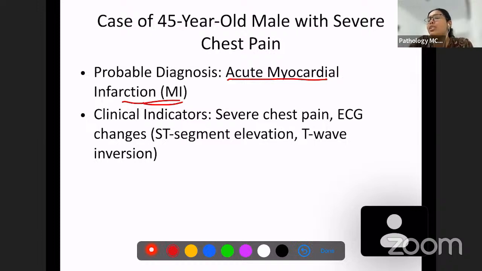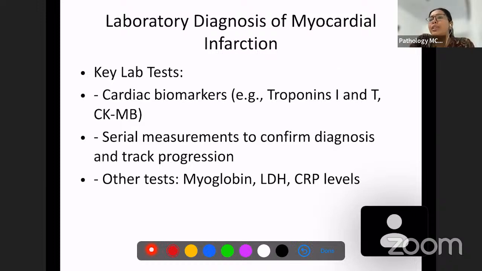You got severe chest pain, you also got sweating. Sweating and palpitations are very common symptoms which can be associated with myocardial infarction. And also, I said pain radiating to the arm. ECG changes, ST segment elevation and T wave inversion, point towards the diagnosis of myocardial infarction. Now the laboratory diagnosis. This was a sub-question which was asked for you. So what is the laboratory diagnosis?